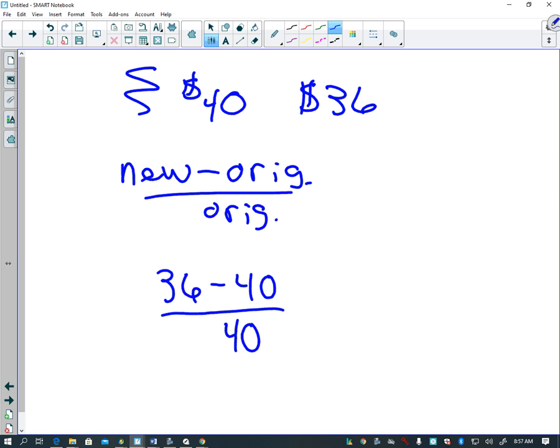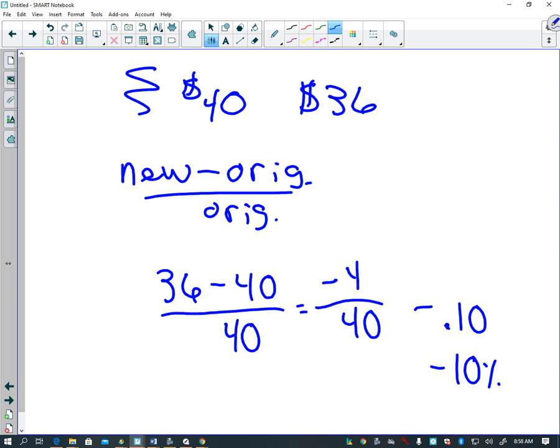So what is 36 minus 40? Negative 4 over 40, right? So it would be a negative 0.10 or negative 10%. Now what they're looking for here is what is the percent change? Do I need the negative? No, it's just a 10% change.